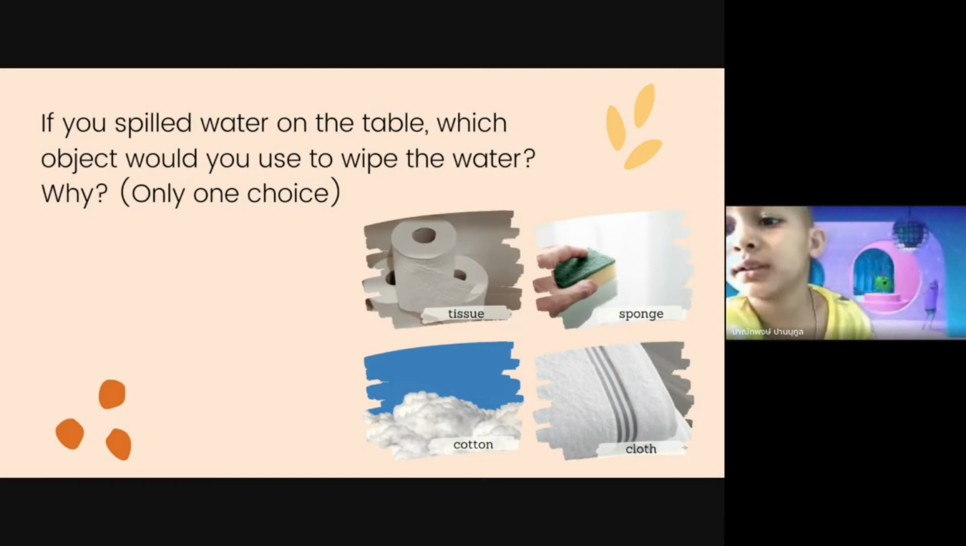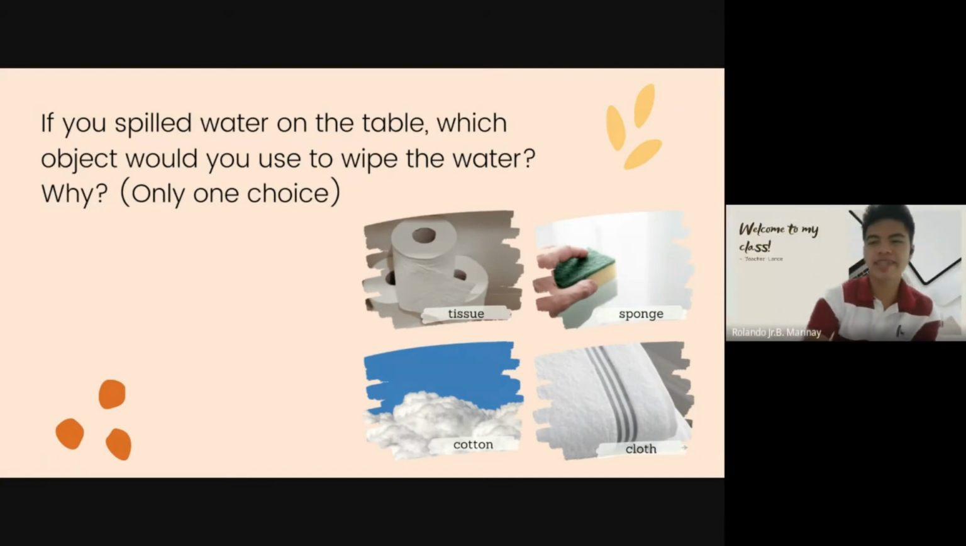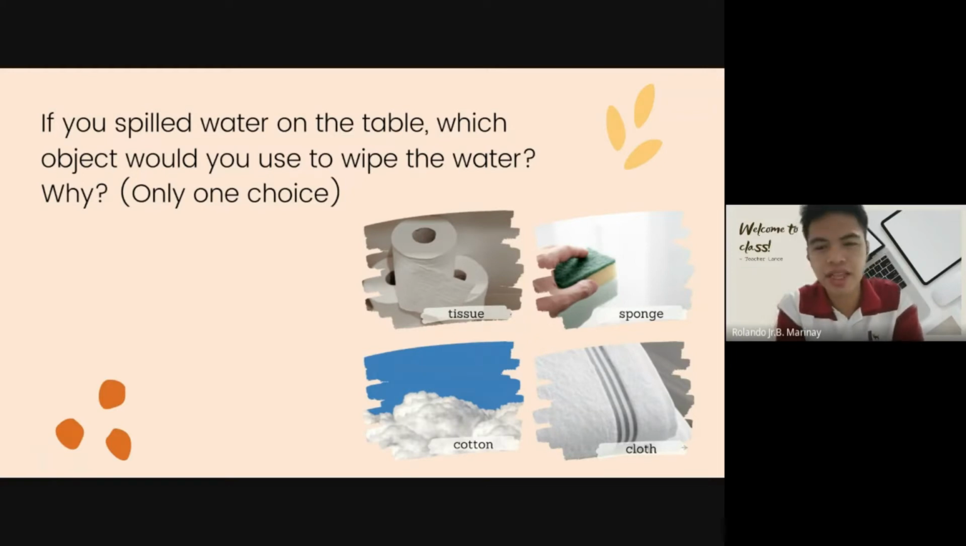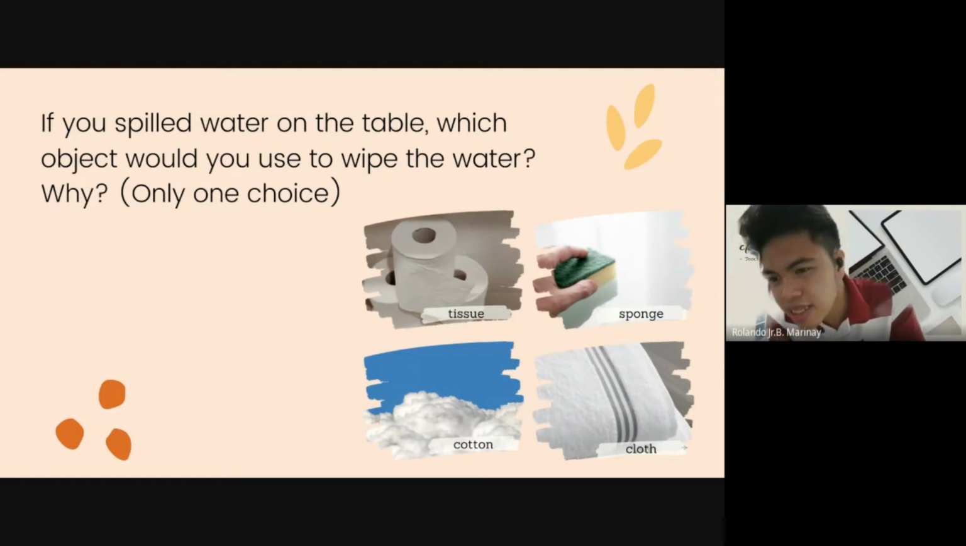Tissue. Okay. What about Tafan? What are you going to use to wipe the table? Tissue, sponge, cotton, or cloth? Okay, I cannot hear you. Padje, what are you going to use to wipe water from the table? I don't know.